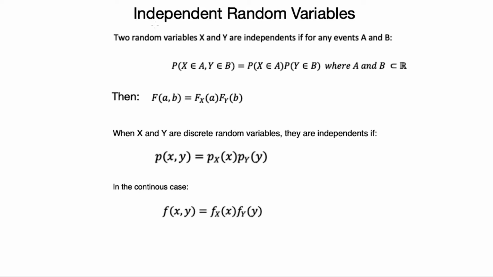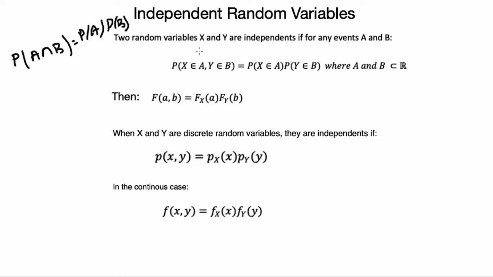The independence, we have seen it before for events. For example, when you have two events A and B, we say that they are independent if the probability of A intersection B is equal to the probability of A times the probability of B. And it is also defined for random variables.